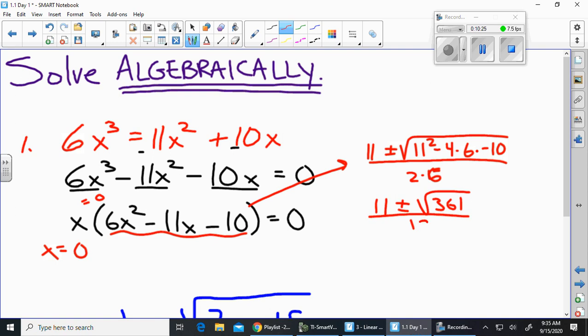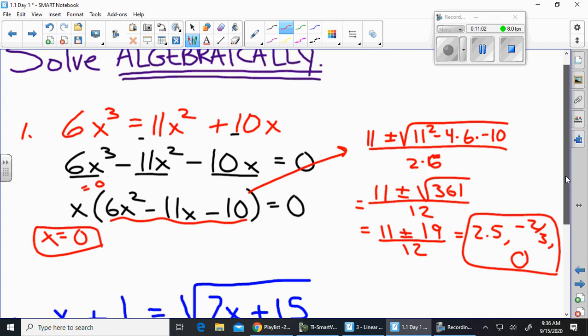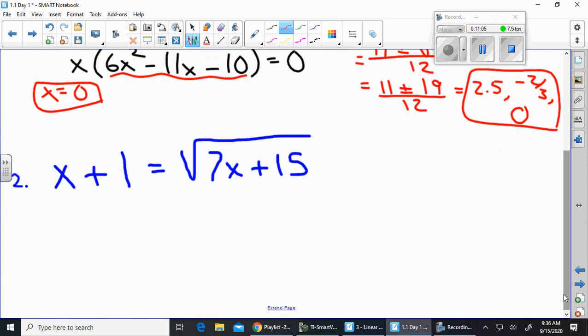So I would have that over 12, which is 11 plus or minus 19 over 12, which means I would have to do 11 plus 19, 30 divided by 12, 2.5. And 11 minus 19, which is negative 8, divided by 12, which is negative 2/3. So I really, for that whole problem, I can't forget the 0, have 3 answers. So that's a cube that I can take down to a quadratic.